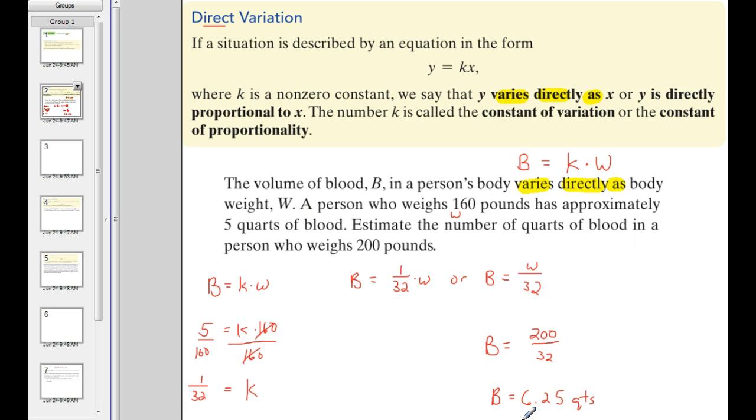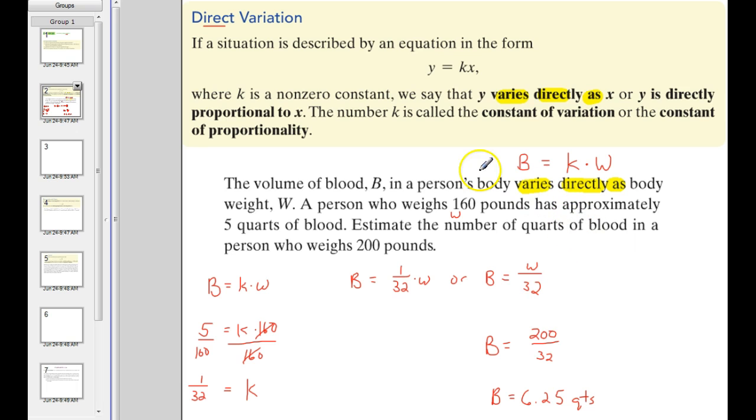So that's the 4-step process. Step 1 is translate it. We got this translation. Step 2, solve for k, figure out what k is. Step 3 says take that k and plug it into the original equation that you set up in step 1, plugging the value you got for k in for k. I just rewrote it this way. And then step 4 says plug in some new values to solve for any other unknown variables. So that's the 4-step process.